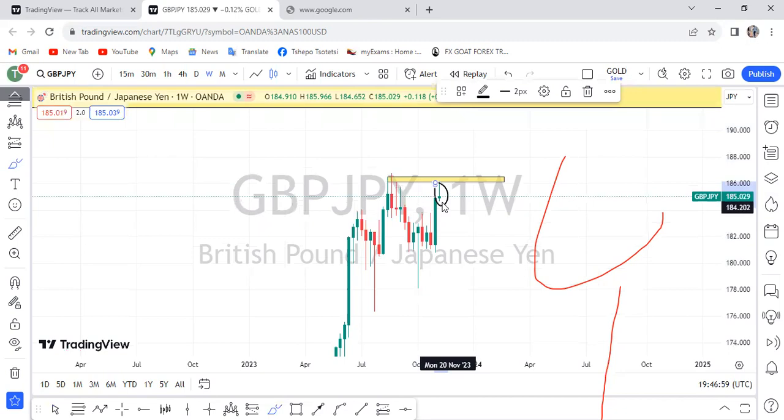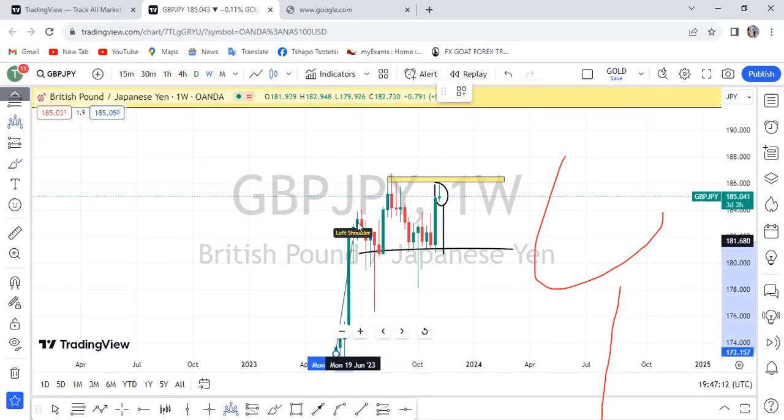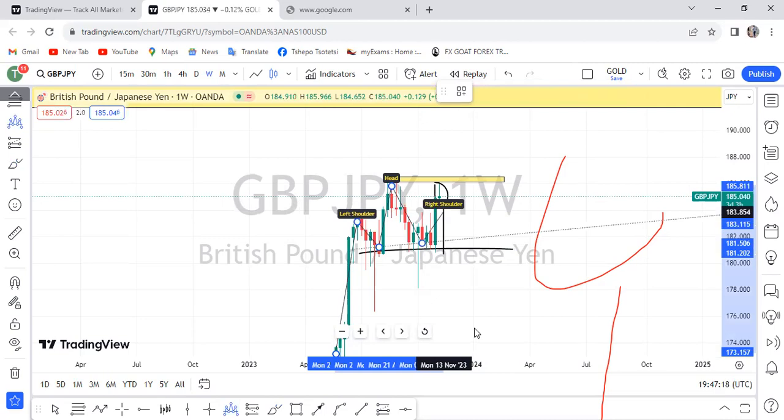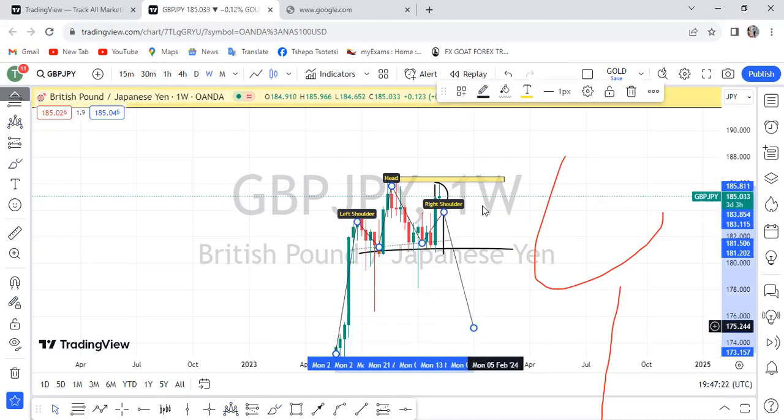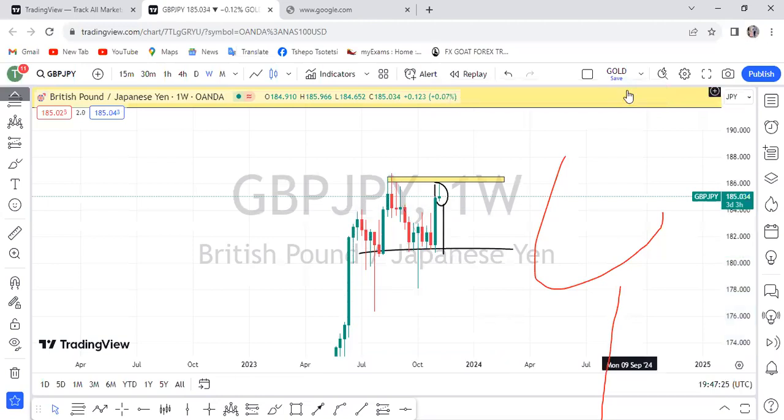So if it rejects, then we know there's a possibility of a head and shoulders forming here. This will be the left shoulder. And we might have a head here. And we might get the right shoulder. And then we might sell. So it's just us forecasting.